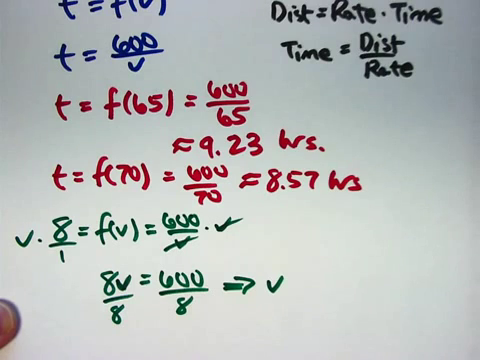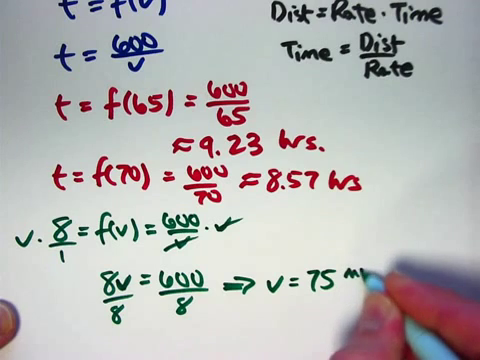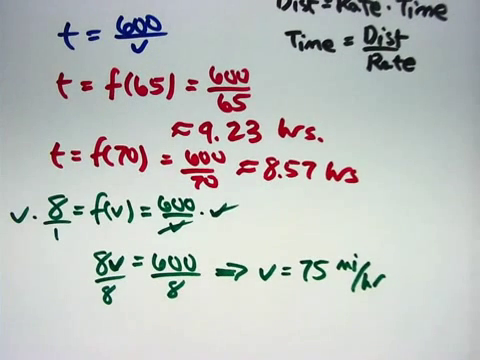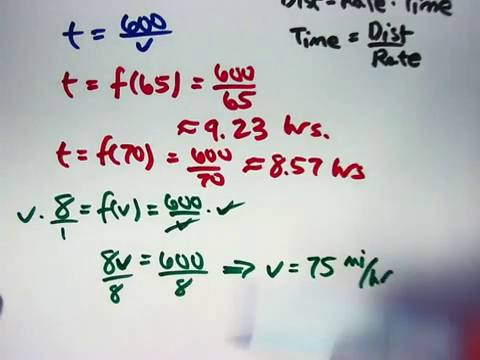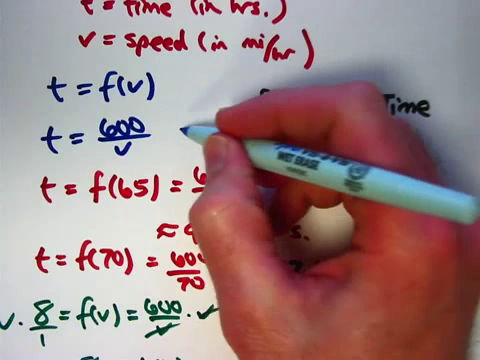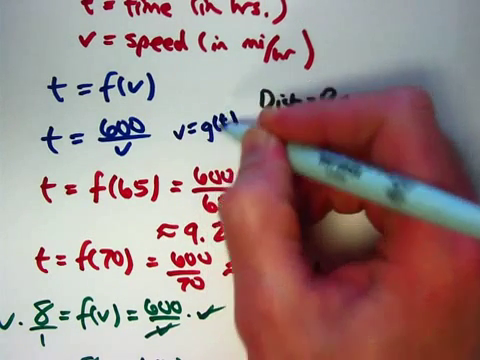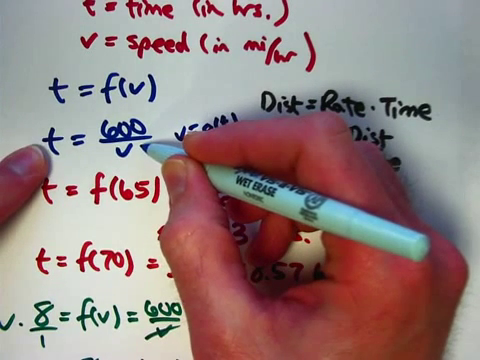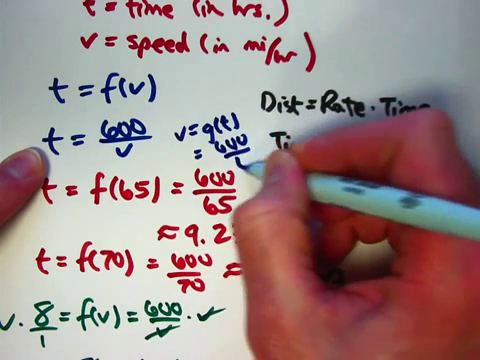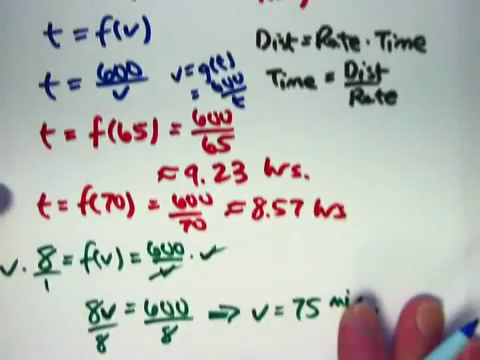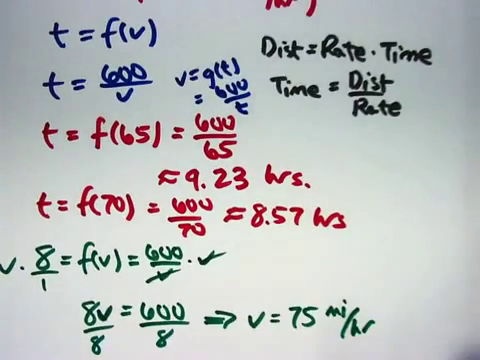600 divided by 8 is 75. So you'd have to go 75 miles an hour in order to get there in 8 hours. I also could have solved that problem by doing this in general. I could have found a different function back up at the top, v equals g of t, by solving this arbitrary general equation for v in terms of t, and it would be 600 divided by t, which is the same thing that I did down here. G is called the inverse function of f, but I don't want to focus on that.